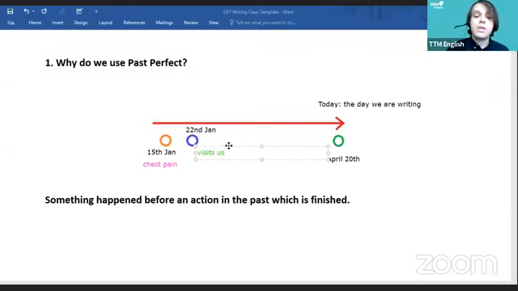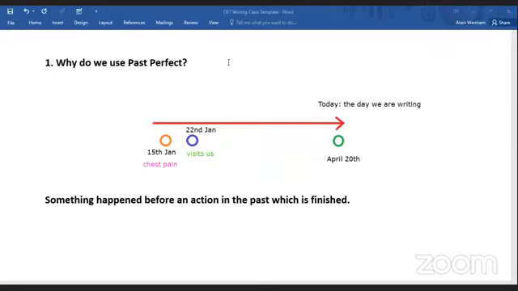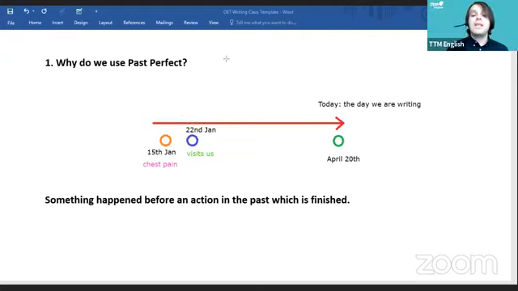So we use past perfect to talk about which day? The 15th of January, the day before the 22nd of January. We kind of want to talk about both, don't we? We want to talk about this day in the sense that he came to visit the clinic on this day, but this is the day he felt the pain. I'm going to say that it's finished.